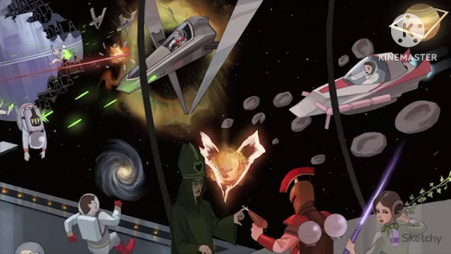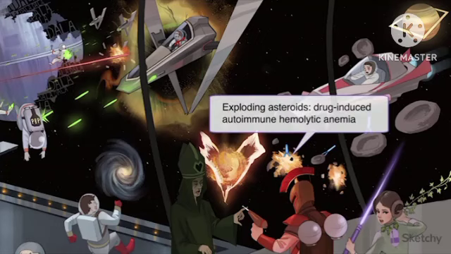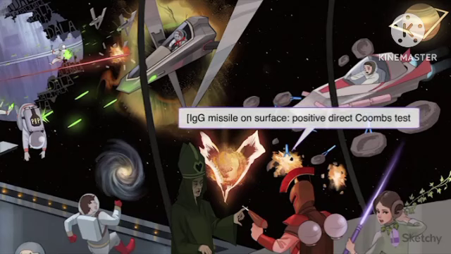Why is there an asteroid field, you ask? Sadly, it's what remains of Princess Ellen's destroyed planet. And notice that our pilot is firing shorter IgG-shaped missiles onto the asteroid field that look suspiciously like red blood cells. These exploding asteroids will represent the autoimmune hemolytic anemia that can result from penicillin administration. This results in a positive direct Coombs test, which just means it's due to antibodies against penicillin binding to the surface of red blood cells.